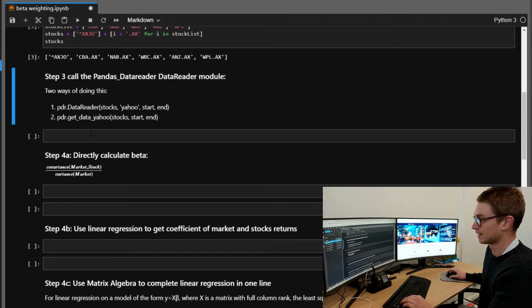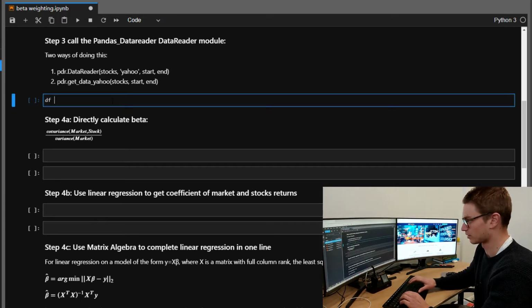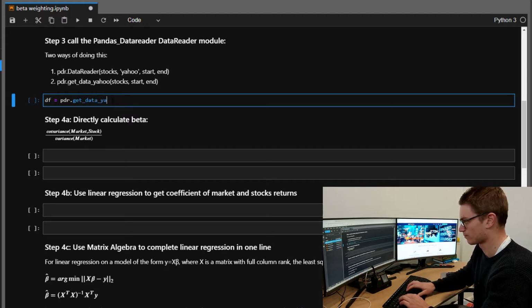So now we can actually go ahead and get the pandas data reader information. So let's do that. So we're going to create a data frame. We're going to have pdr.get_data_yahoo, and we're going to hit all those stocks between start and end date.